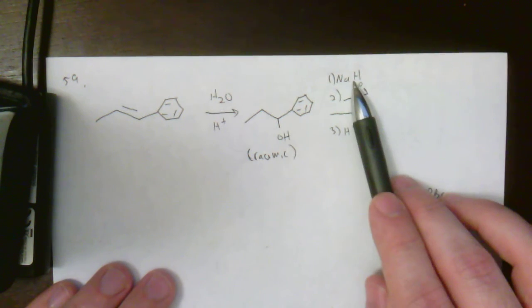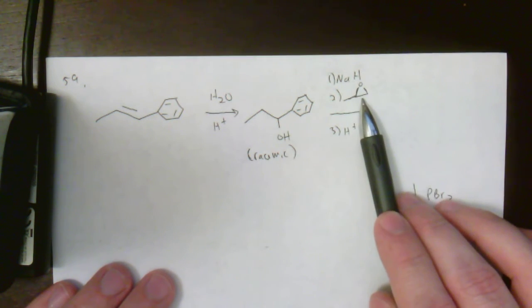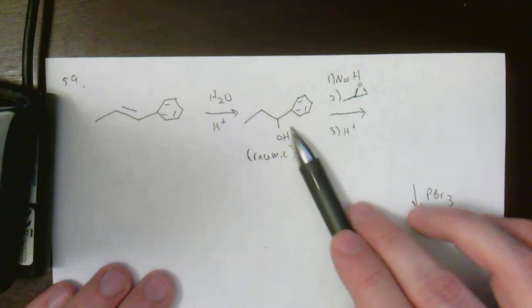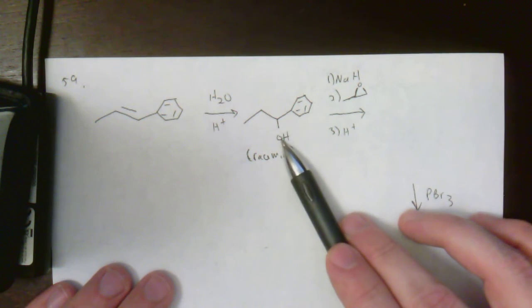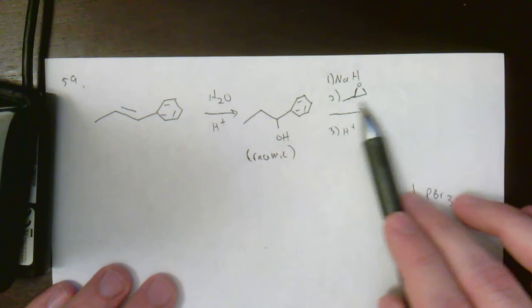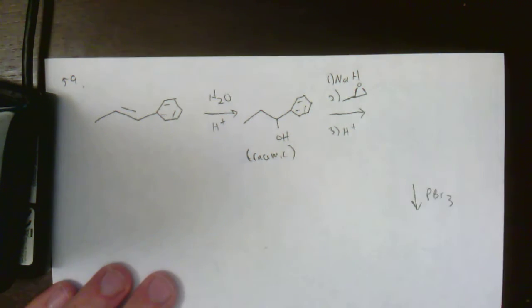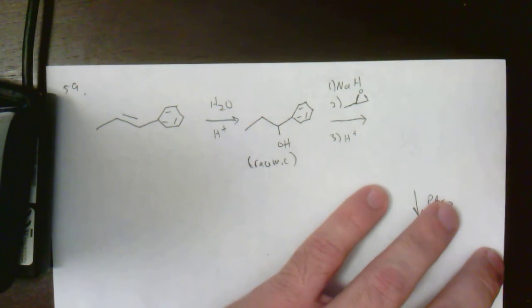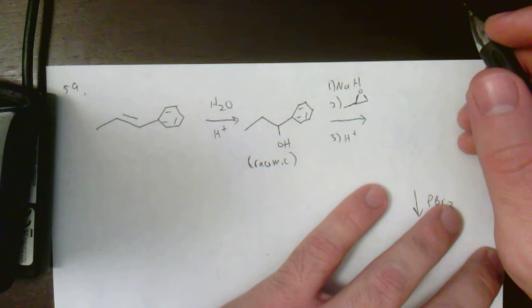Okay, next one, we're going to use sodium hydride and this epoxide. We know sodium hydride is a base, and this is my most acidic proton. So I'm going to deprotonate this and then use this O like a nucleophile to attack my epoxide. Since I'm opening my epoxide in basic conditions, I'm going to attack the less substituted side. Remember, acidic conditions, we attack the more substituted side. Basic, we attack the less substituted side.